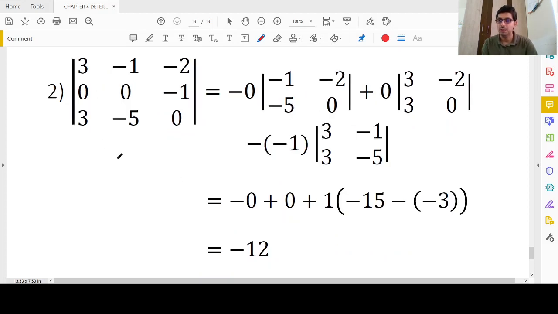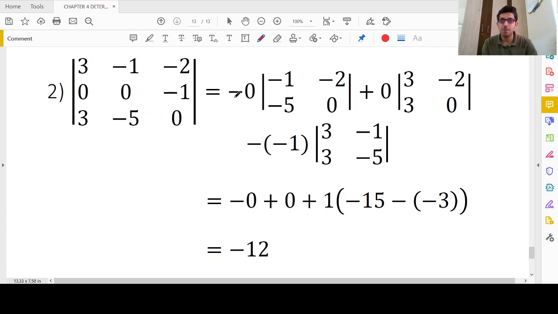So one more example, the determinant is 3, minus 1, minus 2, 0, 0, minus 1, 3, minus 5, 0. Now here, since the second row contains two zeros, it will be easy to expand along the second row. So I am expanding along the second row.